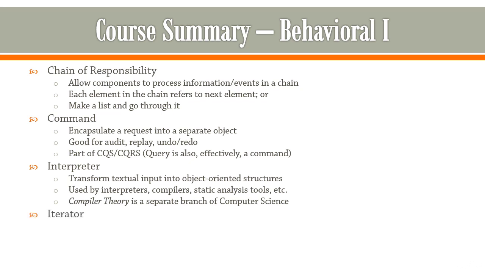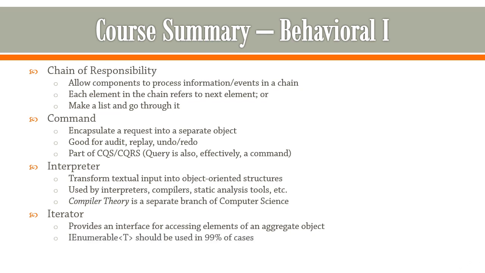Then we looked at the iterator design pattern, and this essentially provides an interface for accessing the elements of an aggregate object. Now, we're lucky in the .NET framework because we have IEnumerable of T, which should be used in something like 99% of the cases in order to provide traversal. So in the case of the .NET framework, the iterator pattern is not a class. It's rather a method which returns an IEnumerable of T, or it can be a property getter which returns an IEnumerable of T, which is the same thing because properties are methods in fact.